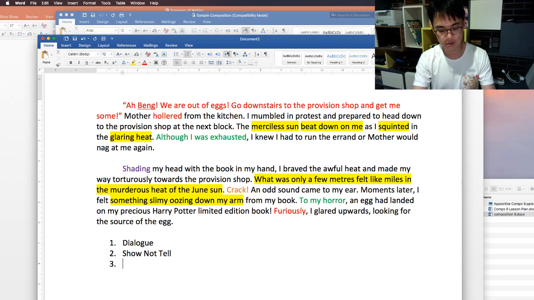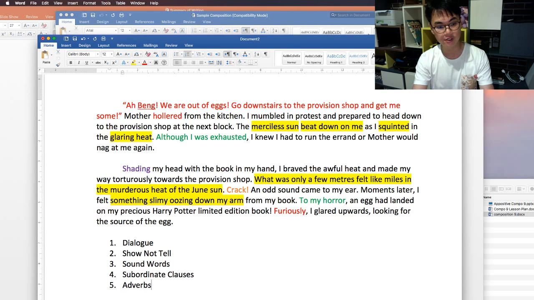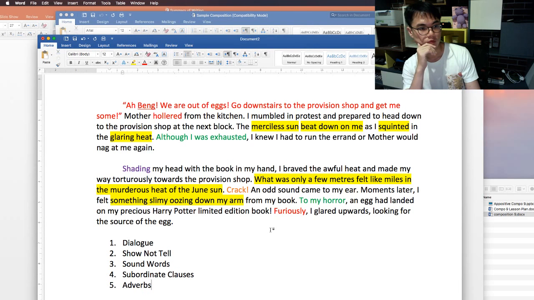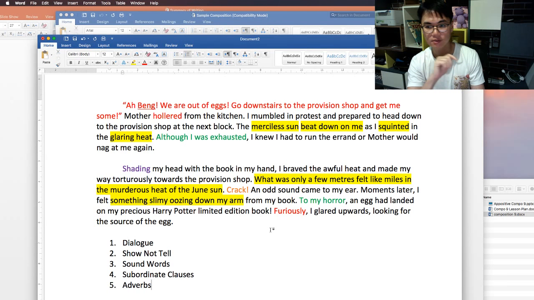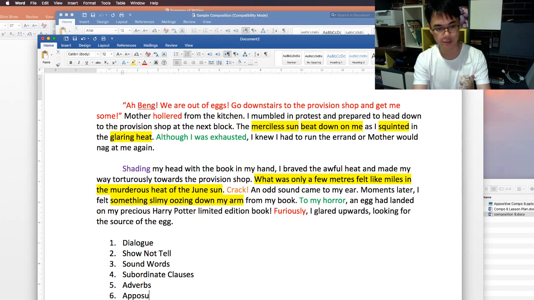So show not tell, onomatopoeia. Okay, very good. Or maybe instead of using the onomatopoeia, I'll just say sound words. Okay, very good. I use subordinate clauses. Yep, excellent. I use adverbs. Wonderful. Okay. Yeah, so far I've used 5 of the strategies. Now let me fit in one more strategy, A positives. Okay, so let me fit that in.